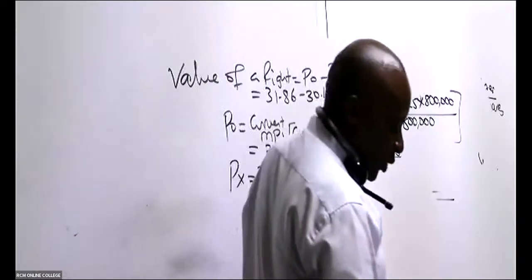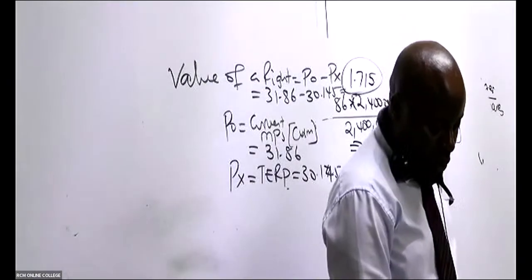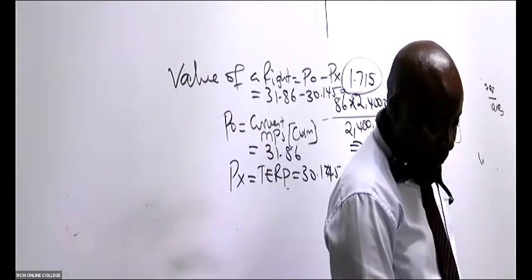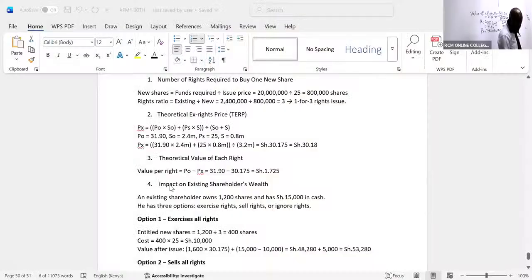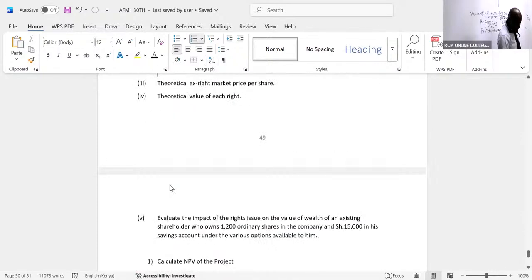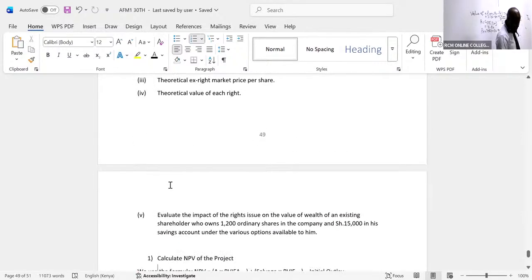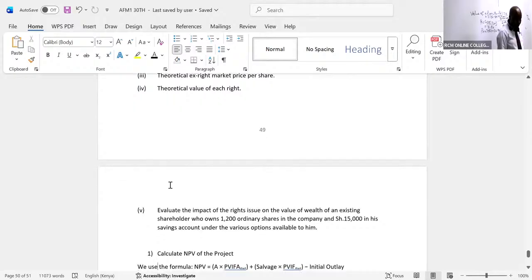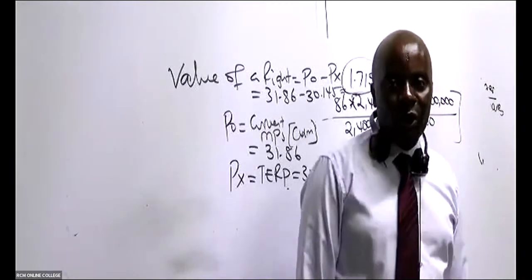So in our next class, you can see they want us to look at a shareholder. They want us to evaluate the impact of the rights issue on the wealth of an existing shareholder who owns 1,200 ordinary shares in the company and has shillings 15,000 in his savings account. What are the various options available to him? What kind of options do you think will be available to him?